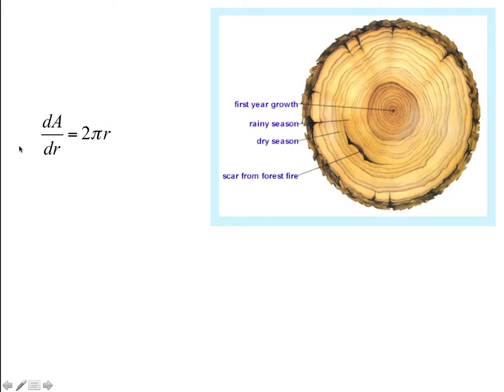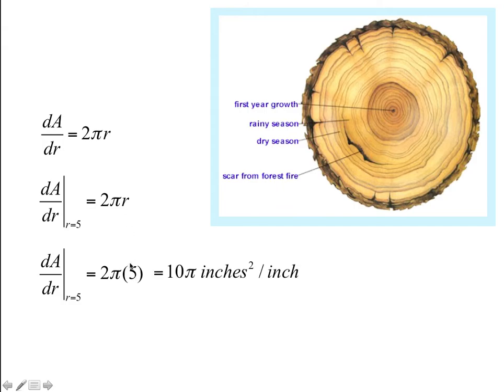So if this is the instantaneous rate of change of area with respect to radius, then if we evaluate that when the tree has a radius of 5 inches, so you think about that, that's a diameter of 10 inches, then the instantaneous rate of change is going to be 2 times pi times 5. So we're just evaluating. This is what the symbolism means, this vertical line with r equals 5 literally just means substitute 5 into your derivative and evaluate. So the rate of change of the area of this tree is 10 pi inches squared per inch.